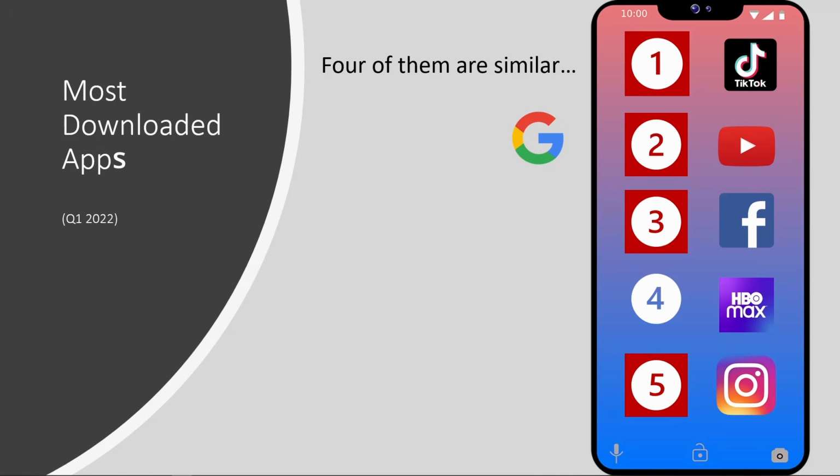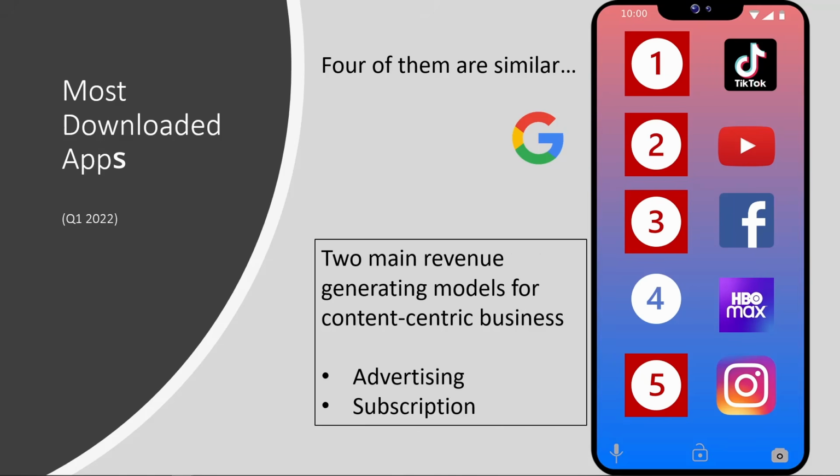And if you look more closely at all these apps we have mentioned here, HBO Max included, there are basically 2 main revenue generating models for the content-centric businesses on mobile platforms. The first is advertising. The second is subscription. The only exception here, HBO Max, does not use advertising to generate revenue; it is actually a subscription-based business. We will come back to these 2 different revenue generating models later.